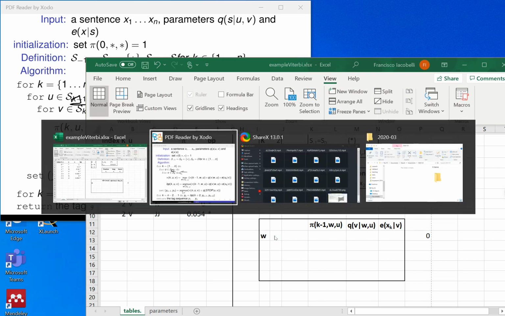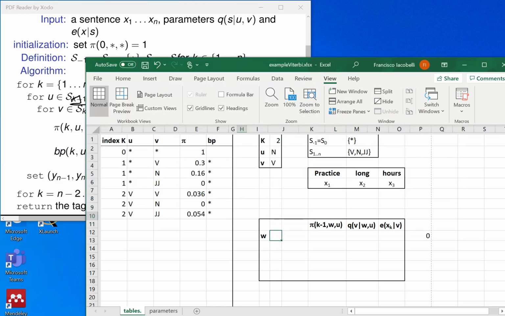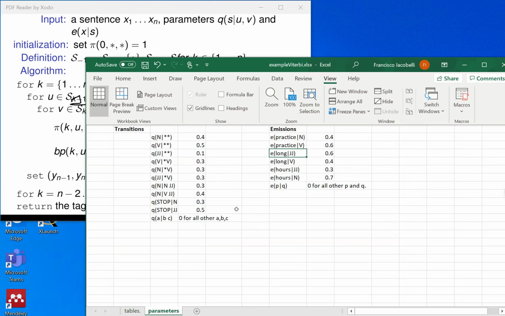W is still iterating over S sub 0, because K is 2 minus 2, that's 0. So basically still the star. Now we're going to look at pi of 1, k minus 1, 1 star n. 1 star n is 0.16. Here we're going to look for Q of V, which is the tag V, W, which is a star, and U, which is an n. Q of V star n.